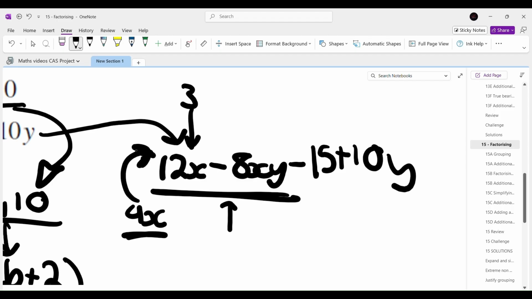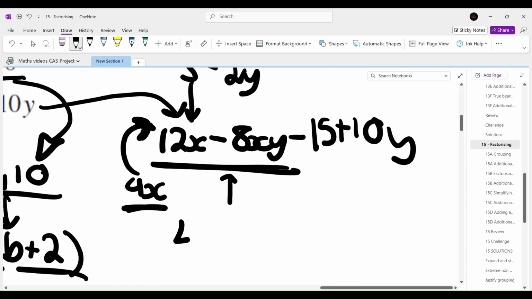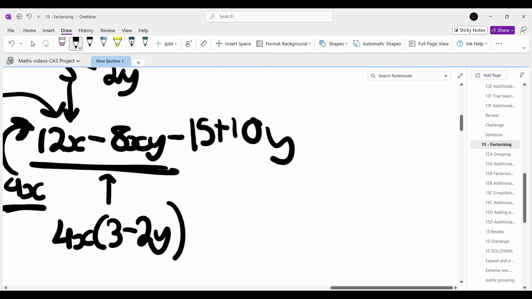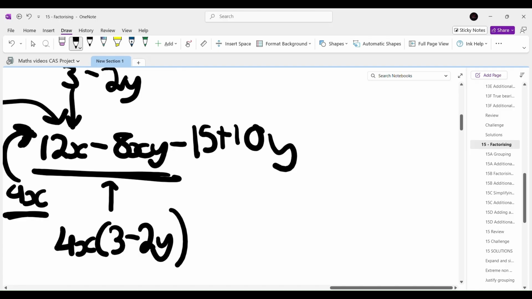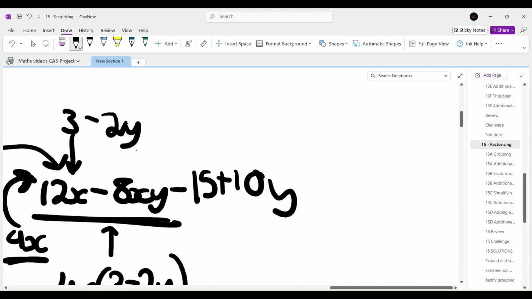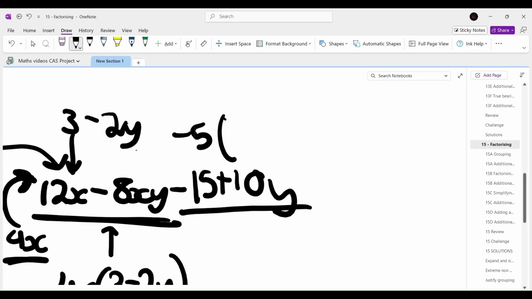So this will leave this as 3, and this will leave this as 2y. So this just becomes 4x times 3 minus 2y. Then over here, we can take the negative factor, because we've got a minus 15 right here. So we can take negative 5 out of this, because negative 15 divided by negative 5 becomes positive 3, and 10y divided by negative 5 becomes minus 2y.